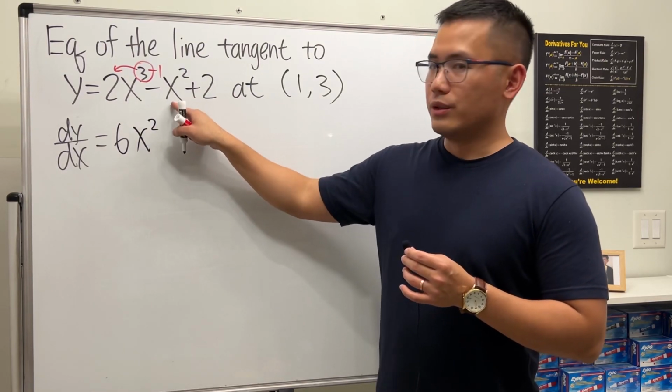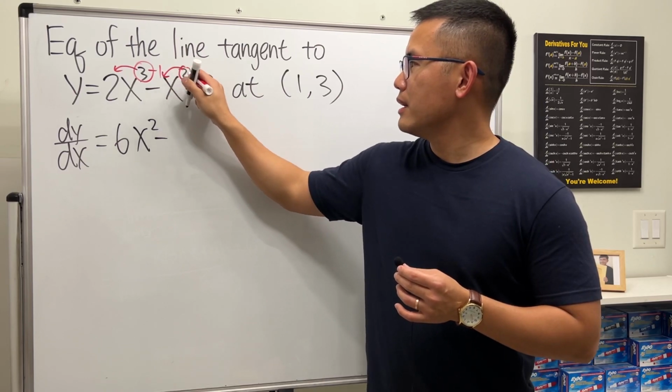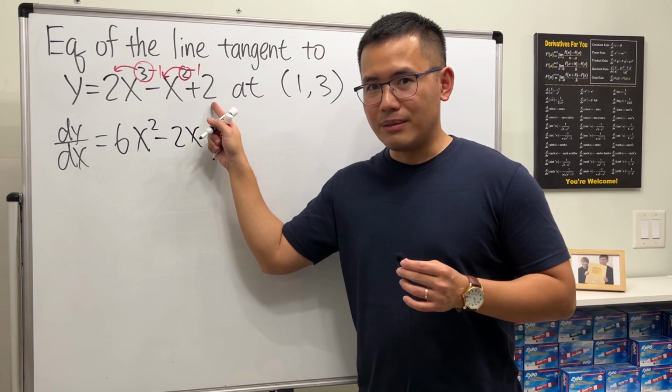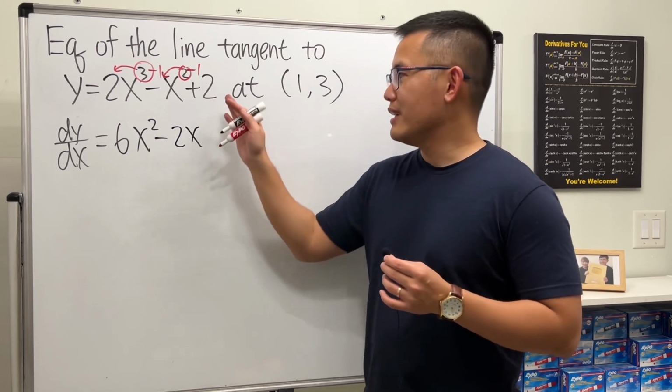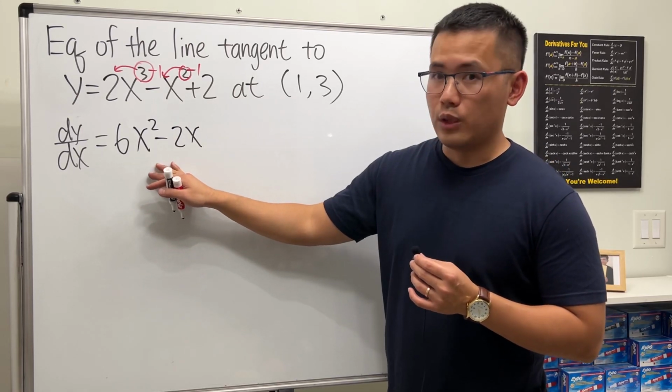Yeah? So do the same thing right here. This is a minus, right? You put a 2 to the front and then minus 1, so minus 2x. And what's the derivative of just a number? It's 0, right? There's no x, it's just 0. So this is the formula for the derivative.